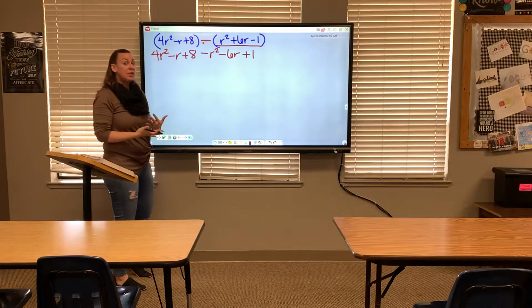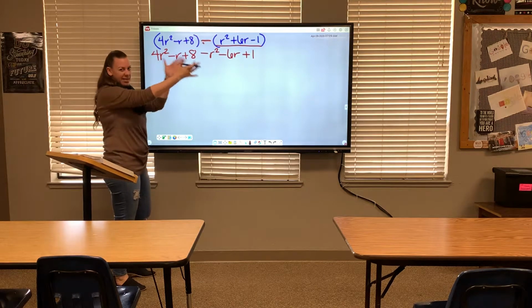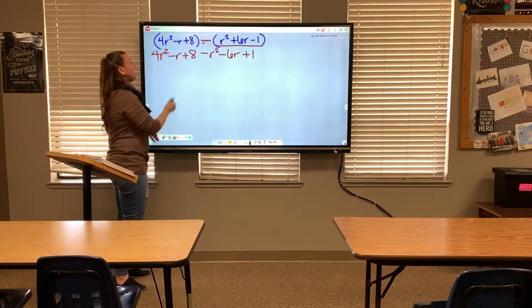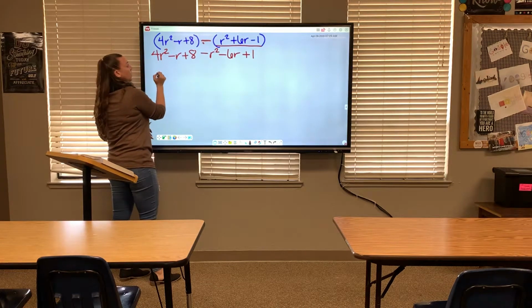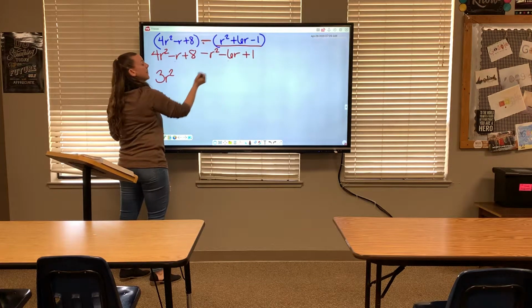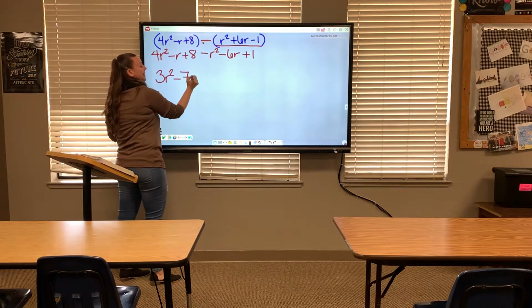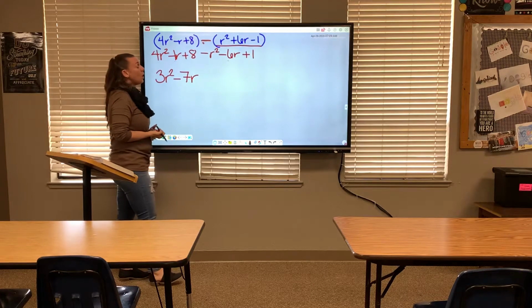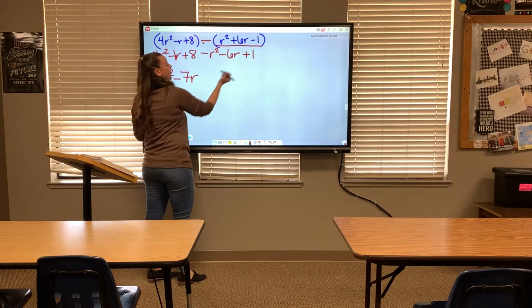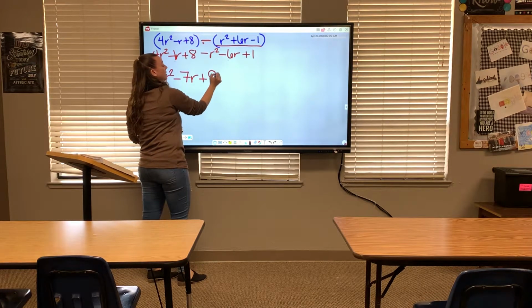Now I'm combining like terms. So I'm going to go ahead and go left to right, and then I'll also stack it so that you can see it both ways. 4r squared minus r squared is a positive 3r squared. Negative r minus 6r becomes a minus 7r because I treat that like it's a 1. And then I have plus 8 plus 1, that becomes a positive 9.